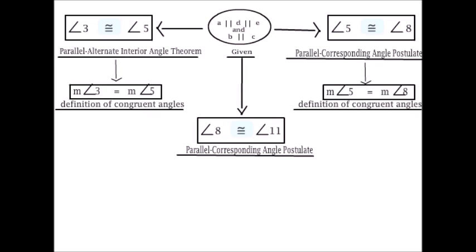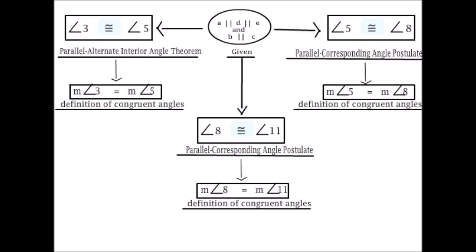Next, we write how angles 8 and 11 are congruent, and that's also because of the parallel corresponding angle postulate. And again, under that, we explain how the measurements of angles 8 and 11 are equal, and that's also because 8 and 11 are congruent angles. So they're basically just all the same except with different angles. And now we link all of them to one statement, which I'll show in the next part of the video.